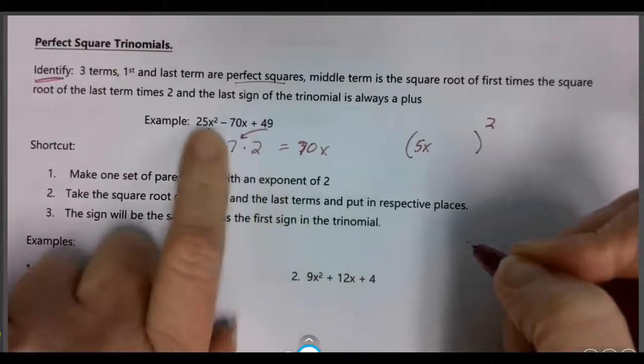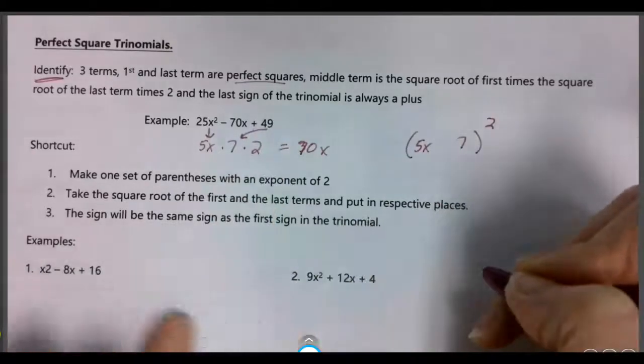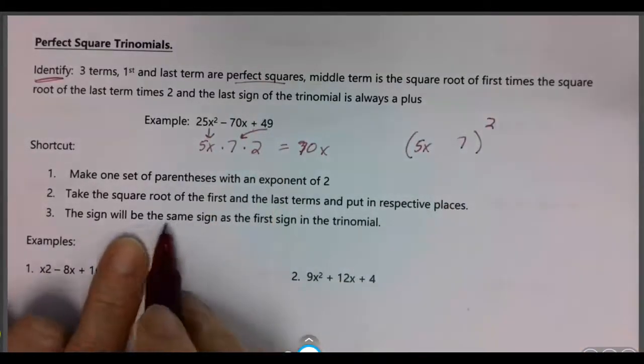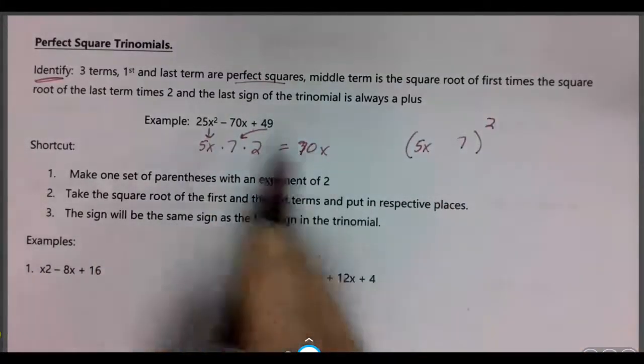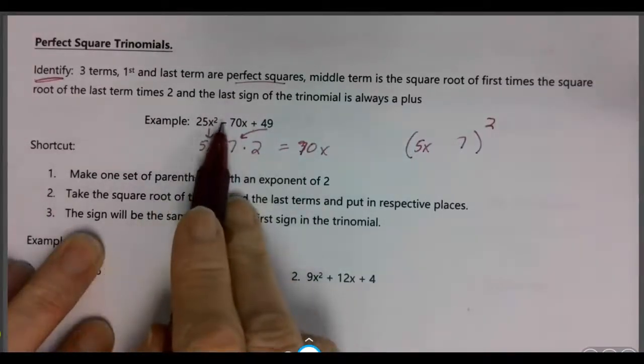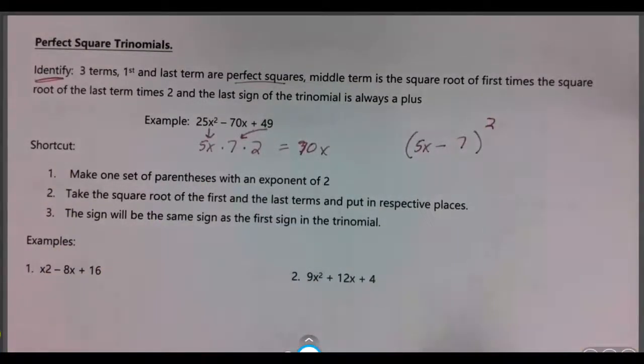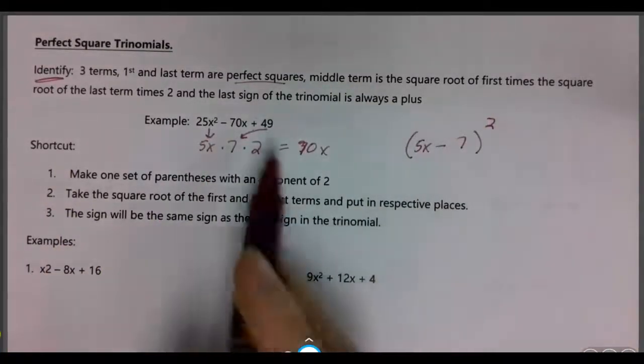And the last term. So take the square root of the first and the last term and put them in their respective places. The sign will be the same as the first one here. So if that's a minus, this is a minus. If that's a plus, this is a plus. Really quick to factor, you just have to pay attention.